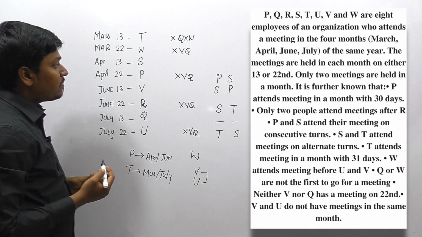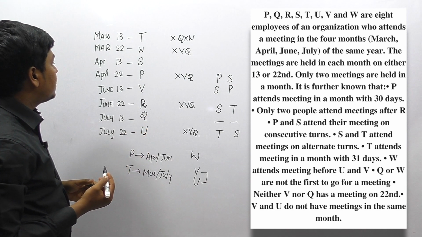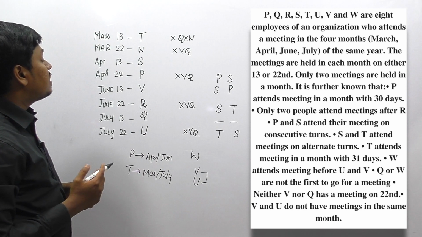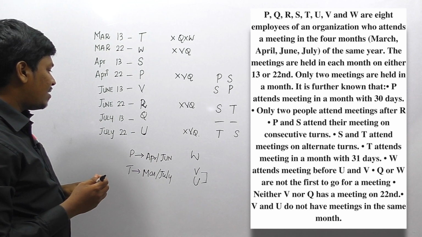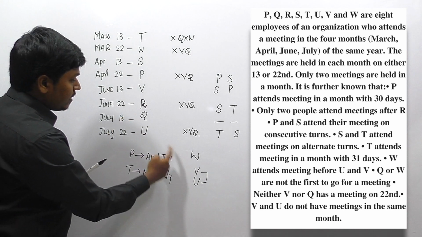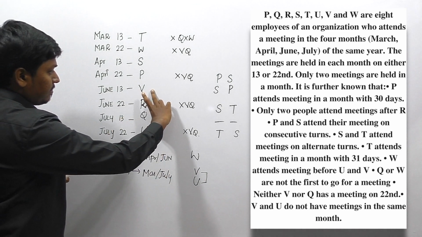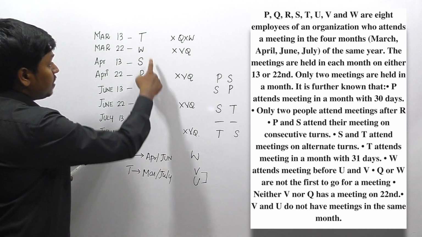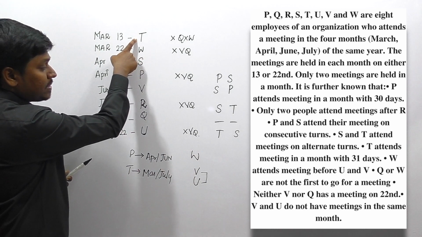So friends, finally we have solved one of the interesting arrangements, right? So I think this is the answer for this question: T W S P V Q R Q U, right? And they have clearly told that U and V are not attending a meeting in the same month, so U and V are before W, and W should not be the first person of the meeting.